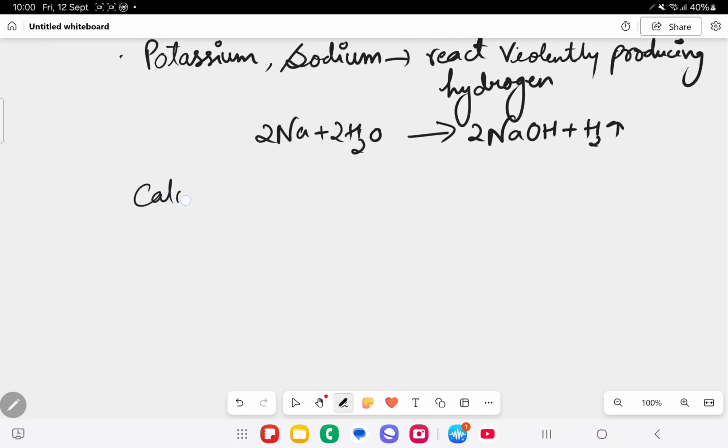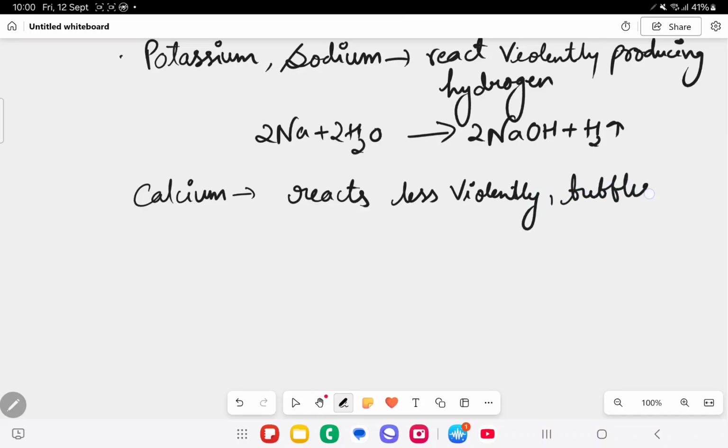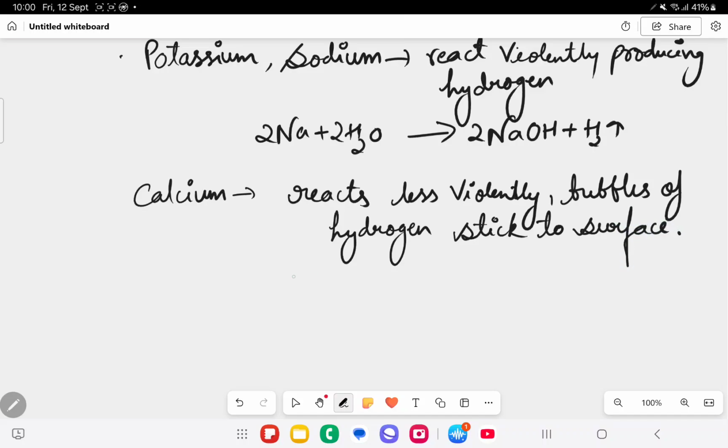With calcium, it reacts less violently. Bubbles of hydrogen stick to the surface. Ca plus twice of H2O gives Ca(OH)2 plus H2.